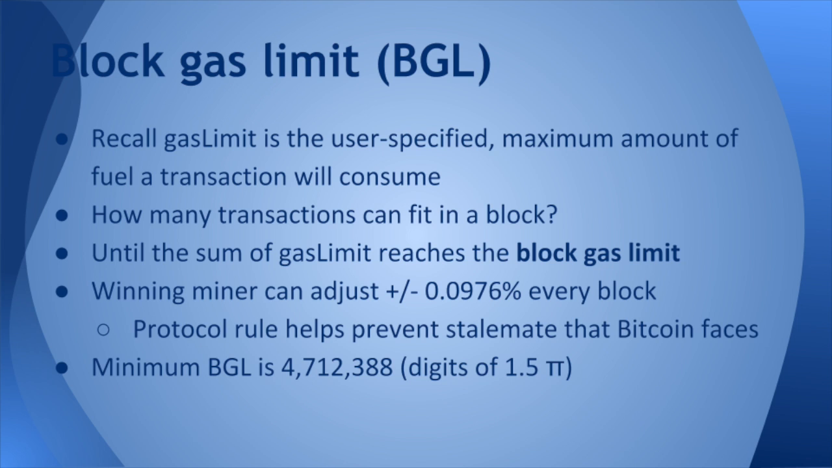But this protocol rule, where the miner can move it up and down, is to help prevent stalemate, like in Bitcoin's case of the block size. That's to help prevent this kind of stalemate. But there is a minimum: if the block gas limit is here, the miners can't just keep forcing it down. The minimum block gas limit is 4.7 million, and that exact number comes from the digits of 1.5 pi.